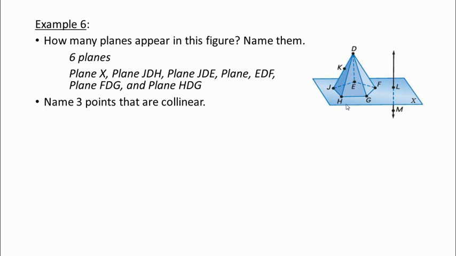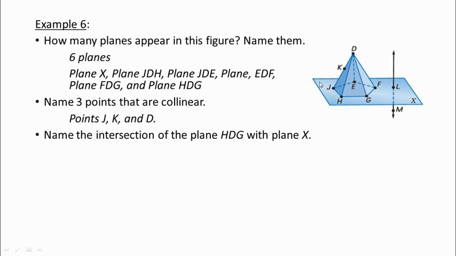Name 3 points that are collinear. Well, if you look, D, K, and J are collinear. Name the intersection of plane HDG with plane X. They're touching right here at HG. This triangular face is a plane, and this is a plane. So they're intersecting at the bottom, line HG.